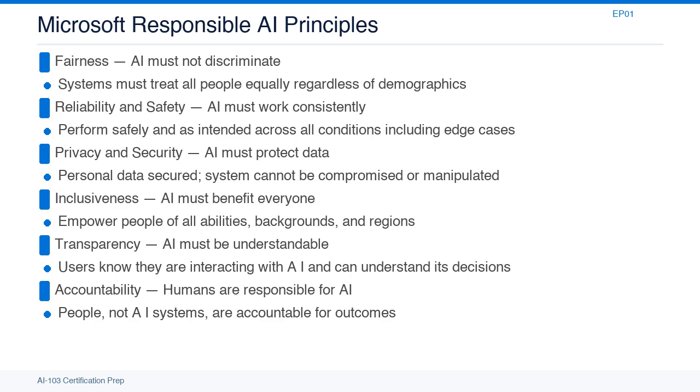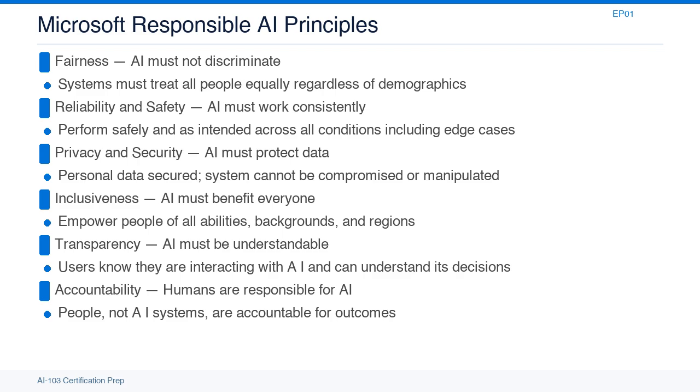Inclusiveness means AI benefits everyone, including people with disabilities. Transparency means users understand they are interacting with AI and can understand its decisions. Accountability means there are humans responsible for AI outcomes. AI does not operate without oversight. In the exam, you will see scenarios like, a facial recognition system performs worse on darker skin tones. The answer?